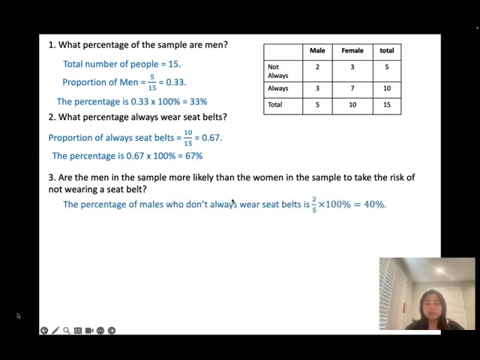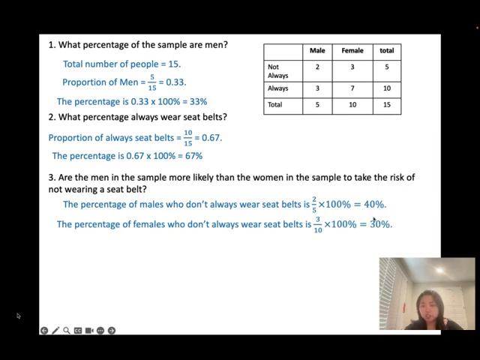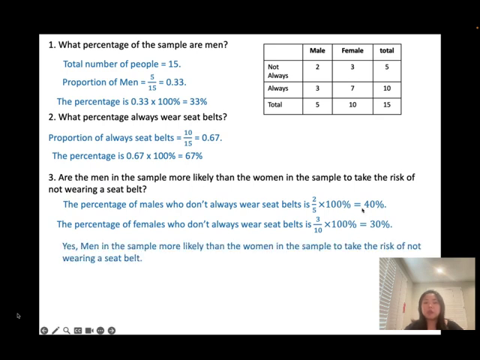The percentage of the males who don't always wear the seatbelt: we do have 2 males out of 5. Okay, 2/5, and then times 100% will be 40%. Same idea for the females. We do have 3 females, and the total number of females is 10, so it's going to be 3 divided by 10 and times 100%. So you could compare the percentages and then answer these questions. Obviously, men in the sample are more likely than the women to take the risk of not wearing a seatbelt.